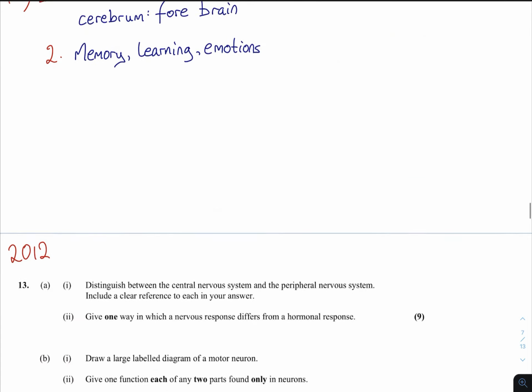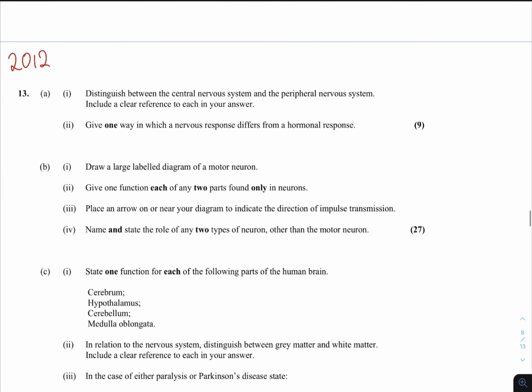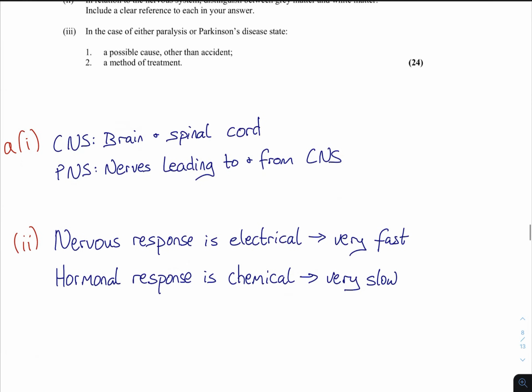Okay, 2012. Distinguish between the CNS, the central nervous system, and the peripheral nervous system, the PNS. Include a clear reference to each in your answer, and give one way in which a nervous response differs from a hormonal response. Okay, so the CNS is the brain and the spinal cord, and the PNS is the nerves leading to and from the CNS.